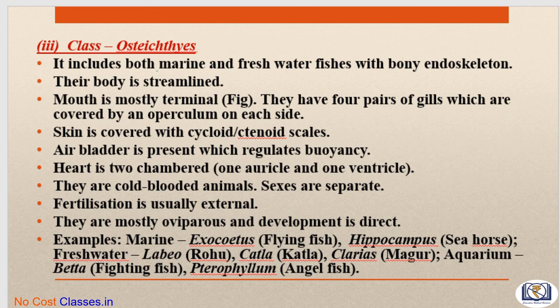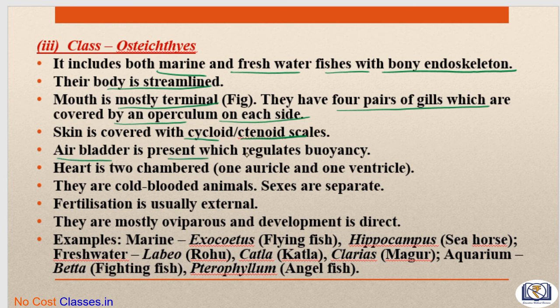It includes both marine as well as freshwater fishes. They have a bony endoskeleton, which was not there earlier. The body is streamlined. Mouth is mostly terminal. They have four pairs of gills, which are covered by operculum on each side. Very important difference: the skin is covered with cycloid scales. The air bladder is present, which regulates buoyancy. There's no need to swim continuously.